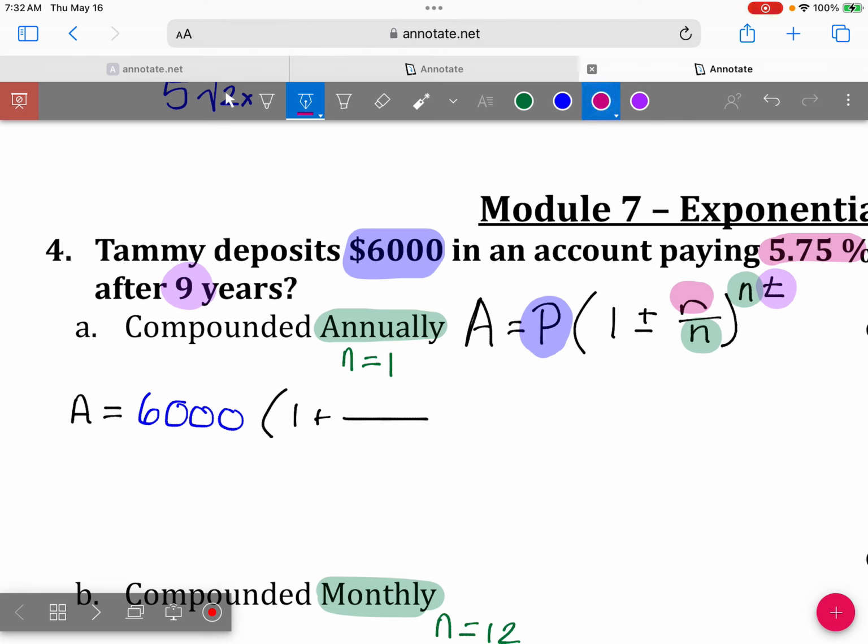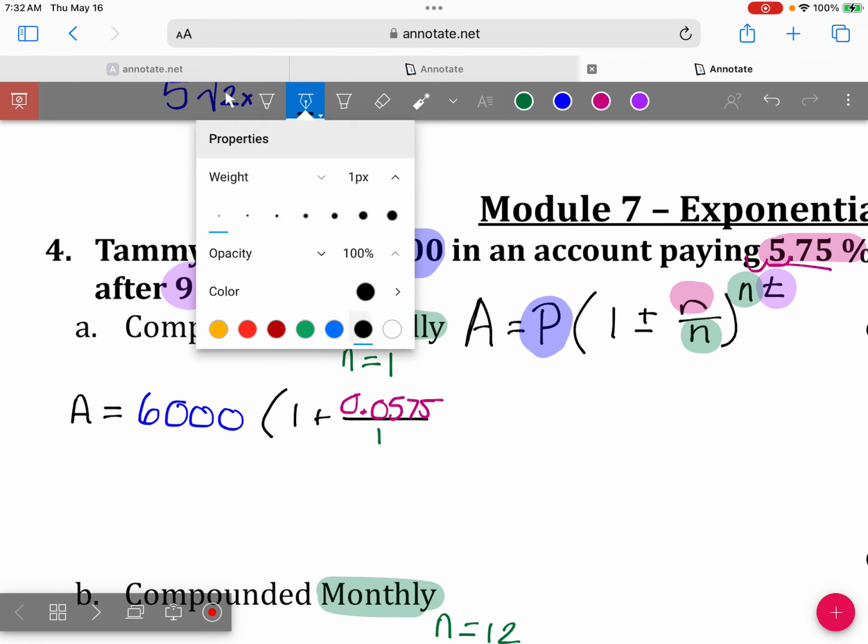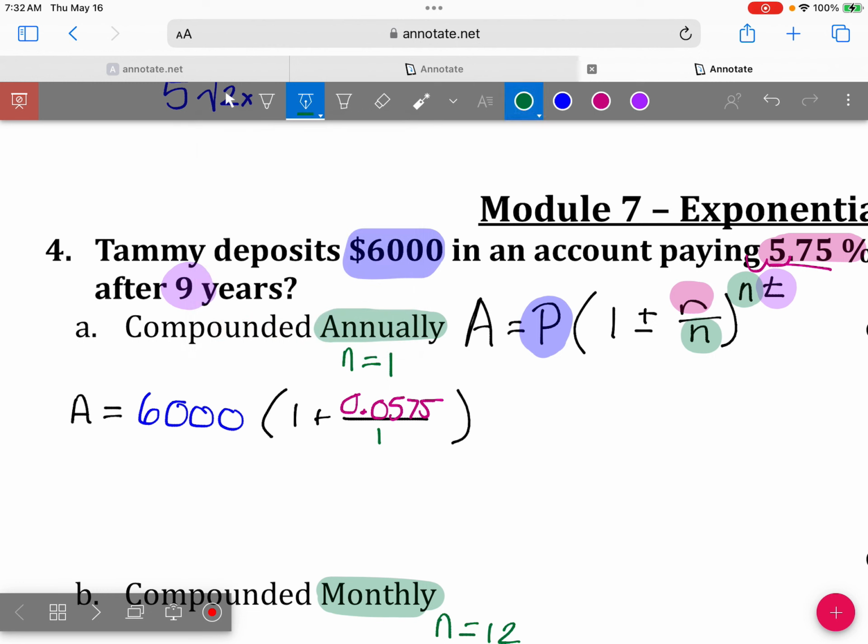On the fraction, we're going to put our percent as a decimal. How do we put 5.75% as a decimal? 0.0575. It scooches 2 to the left of that decimal place. We've already said our n is going to be 1. So then I have my n of 1 and my exponent as well, times my t of 9. So our n's are going to be the same. And we can absolutely use this formula with n of 1. Totally fine.